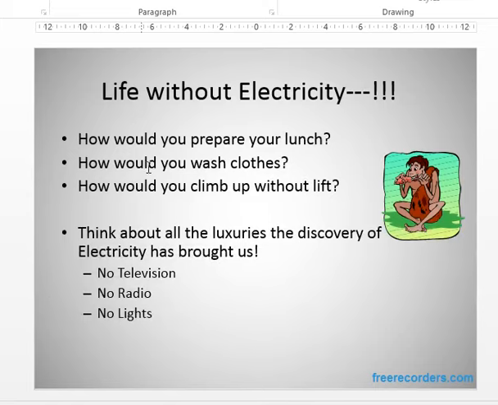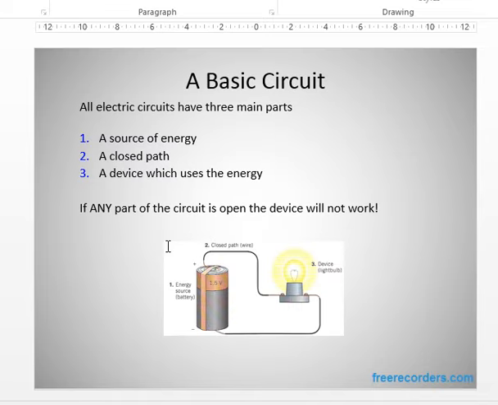Now just think about your life without electricity. In the morning you find there is no electricity. How will you prepare your lunch? How will you wash the clothes? Now let us think about some luxurious life. There is no television, no radio, no light, no communications. So we can say our life is very difficult without electricity.